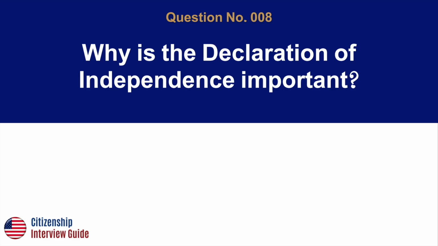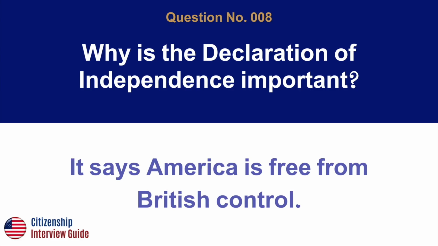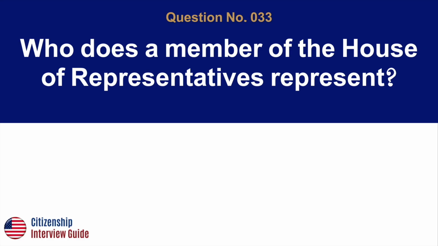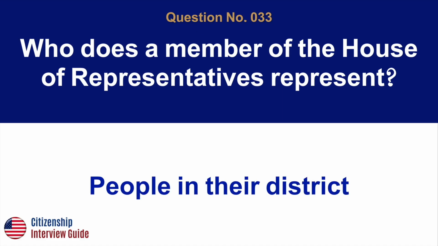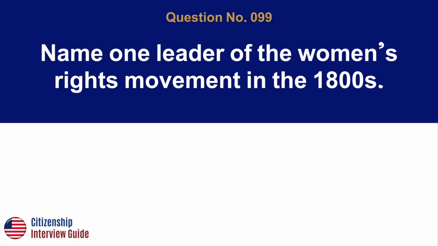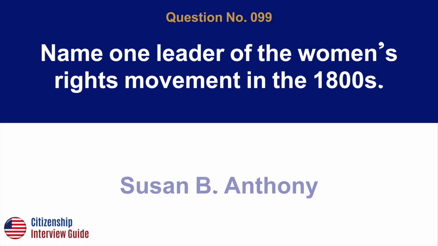Why is the Declaration of Independence important? It says America is free from British control. Who does a member of the House of Representatives represent? People in their district. Name one leader of the women's rights movement in the 1800s. Susan B. Anthony.